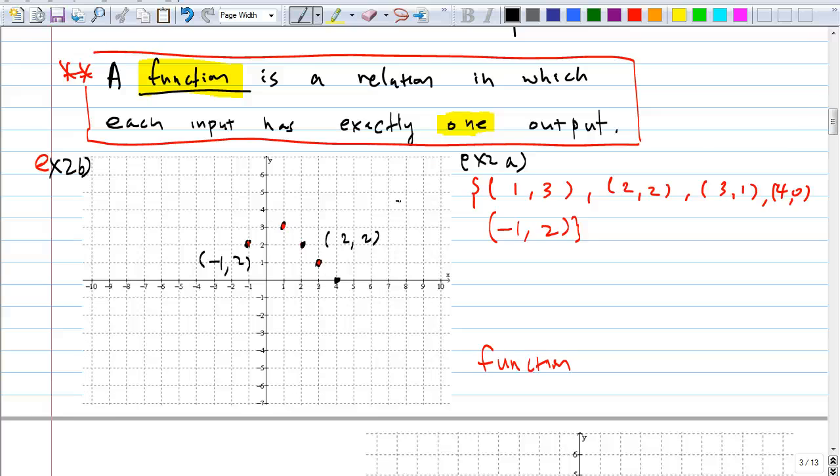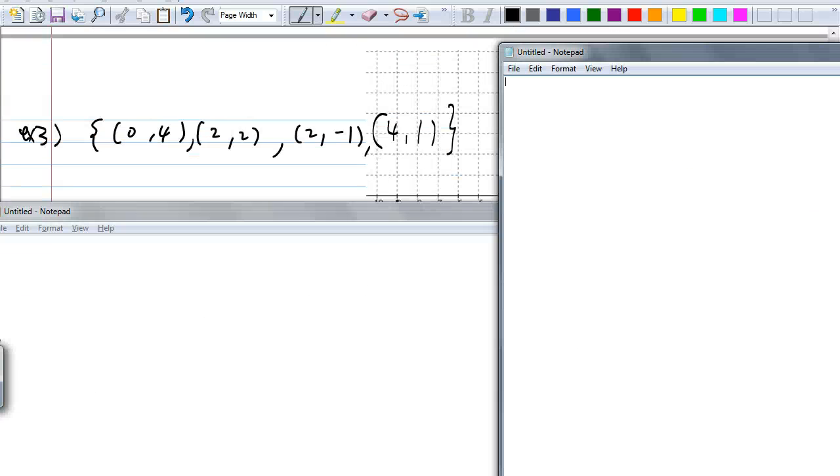Does that make sense? Okay. Let's look at some more examples now. Look at example 3 here, and plot these points on the x and y axis and tell me whether this set of ordered pairs is a function or not a function. It's a relation, right? Every set of ordered pairs is a relation.